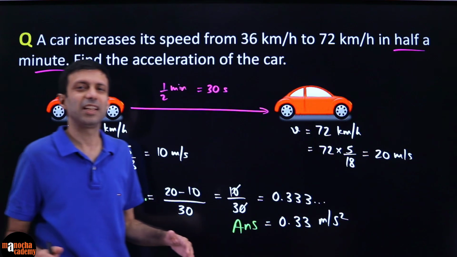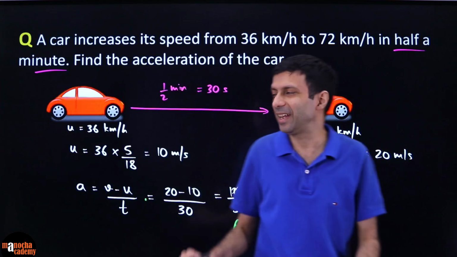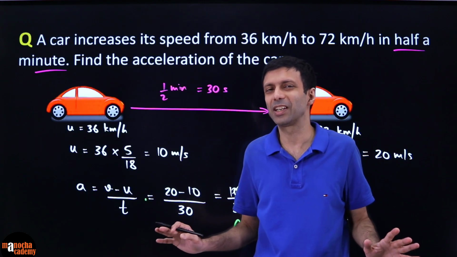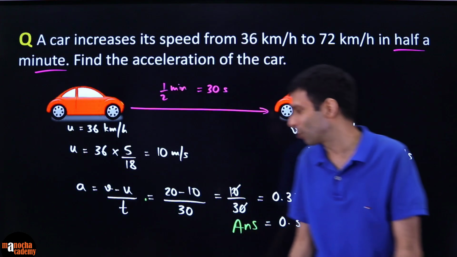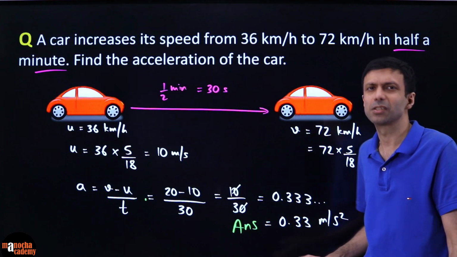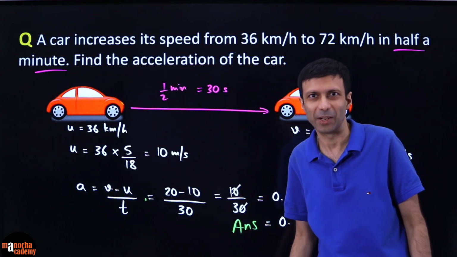So main thing in physics is to write the formula, take care of the units, make sure you have done the unit conversion, and you will easily get the answer. And don't forget to round off to 2 decimal places or 1 decimal place, whatever your school recommends.